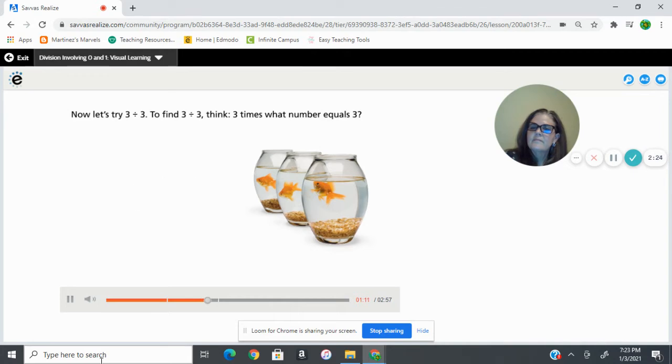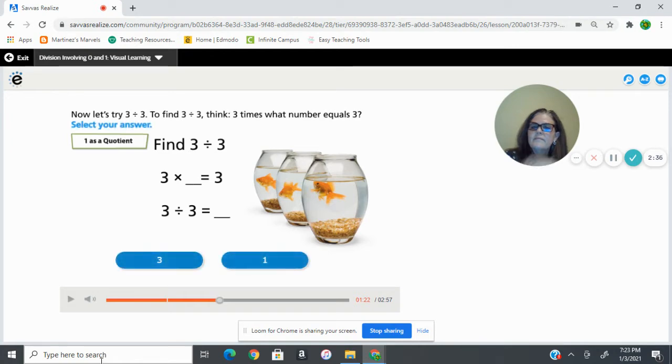Now let's try 3 divided by 3. To find 3 divided by 3, think 3 times what number equals 3? Select your answer. Okay, so let's go back to that again. We have 3 goldfish and we have 3 vases with water in them. How many fish will be in each vase? Right, 1. 3 times 1 is 3. So 3 divided by 3 is 1.